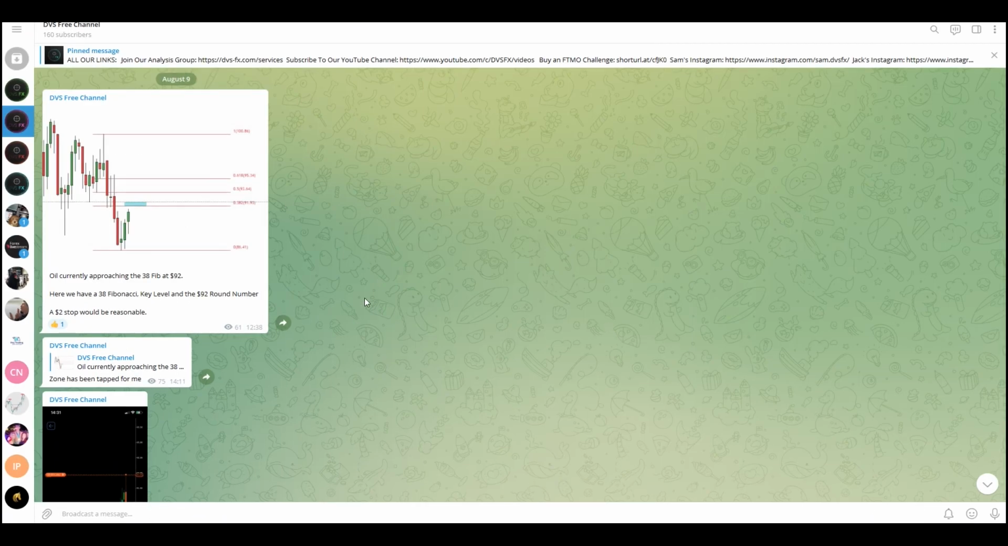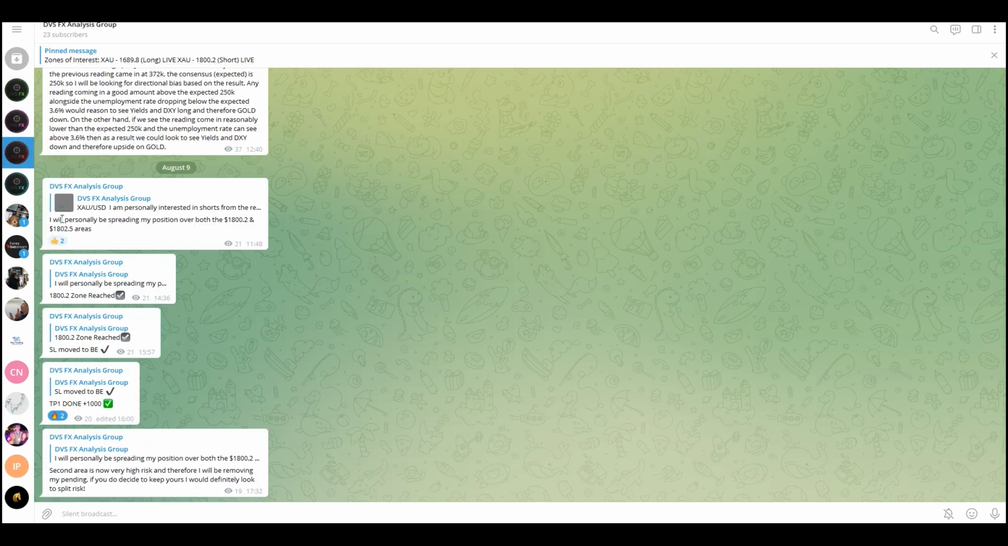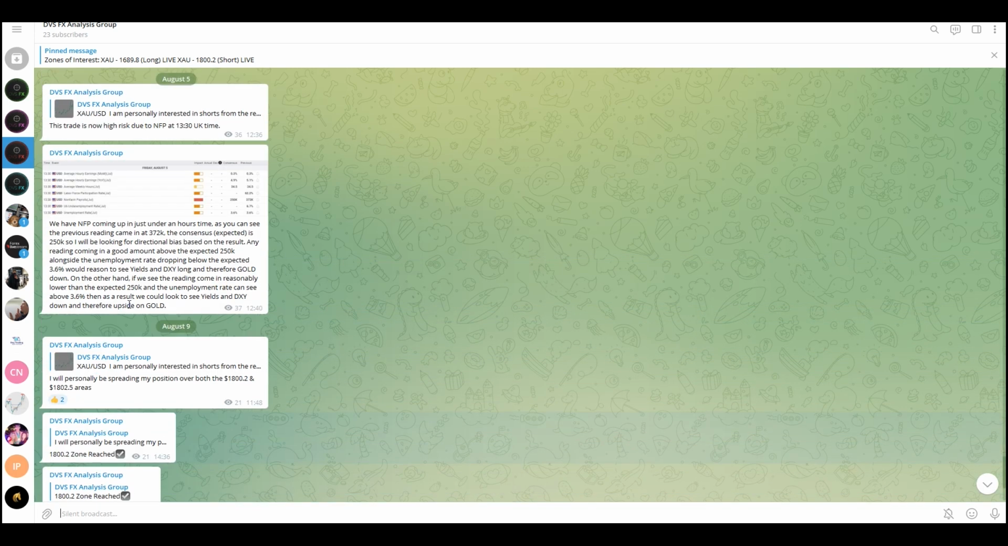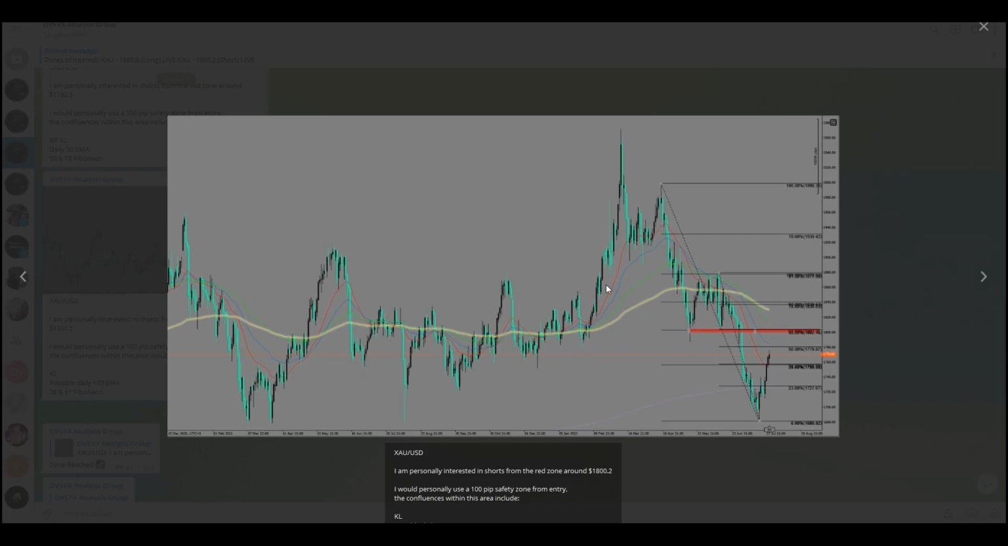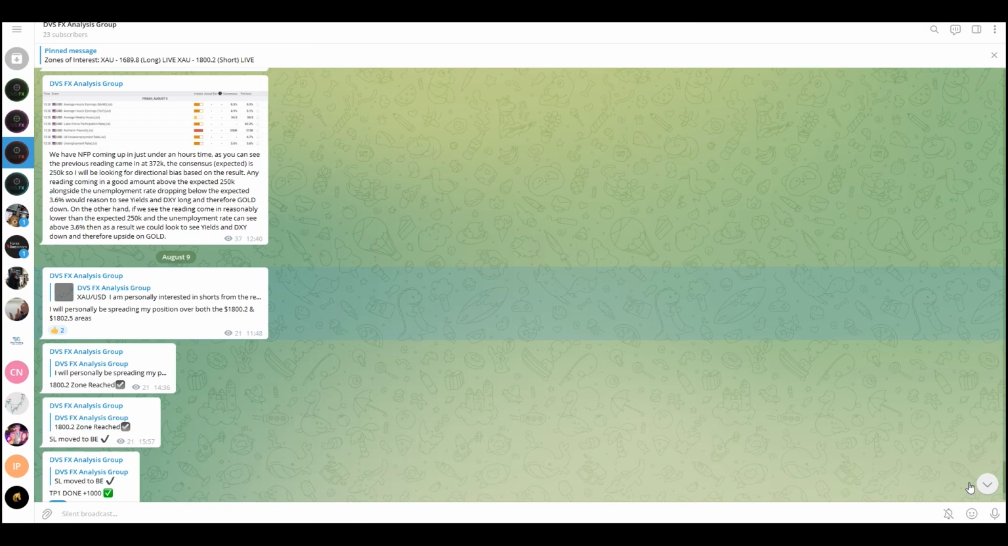While we are on the topic of sending trades, we had the analysis group yesterday. We had the 1800 trade on gold, which did in fact hit our TP. So you can see this was the trade here. This was the area of interest, and the trade did hit TP. I will put a screenshot on the screen right now of that, just so you can see that we were in the trade, and obviously our members profited as well.